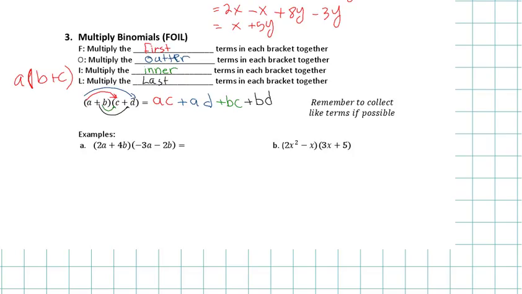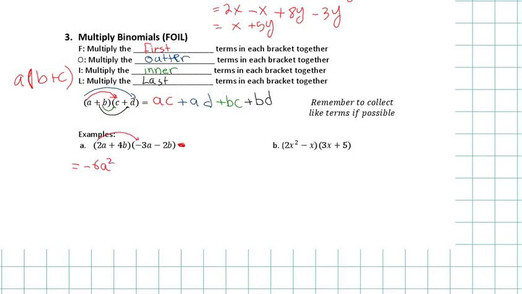Okay, let's see if we can do this example together. 2a plus 4b multiplied by negative 3a minus 2b. What's the first thing that I have to multiply together? 2a and negative 3a. So that gives me negative 6a squared, because a times a is a squared.